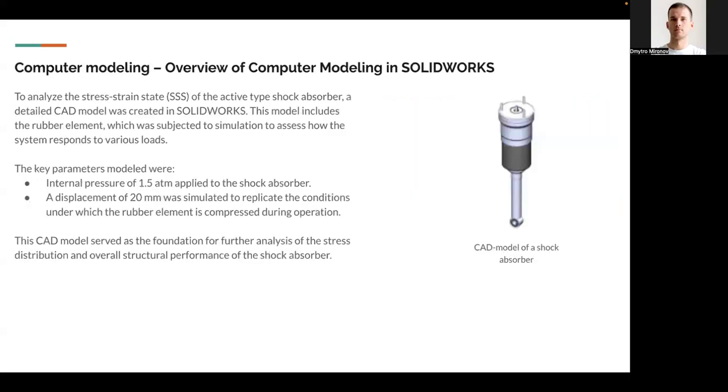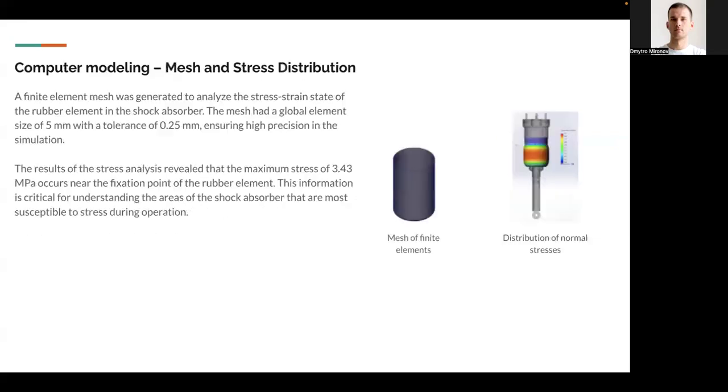The next step was computer modeling. We created a detailed CAD model of the shock absorber in SolidWorks and performed a stress-strain analysis on the rubber element. A finite element mesh was generated to analyze the stress-strain state of the rubber element in the shock absorber. The mesh had a global element size of 5 mm with a tolerance of 0.25 mm, ensuring high precision in the simulation.